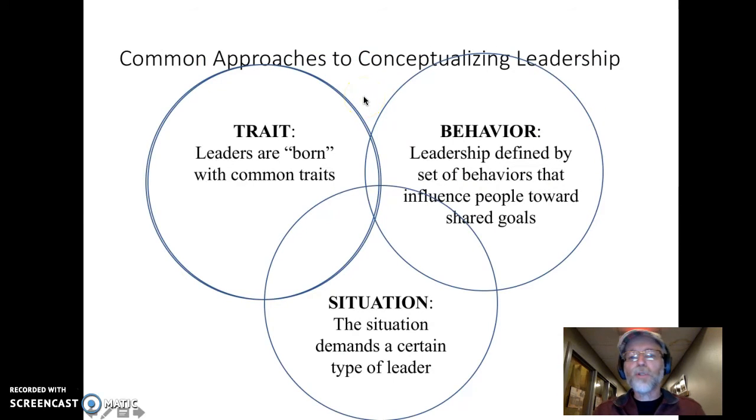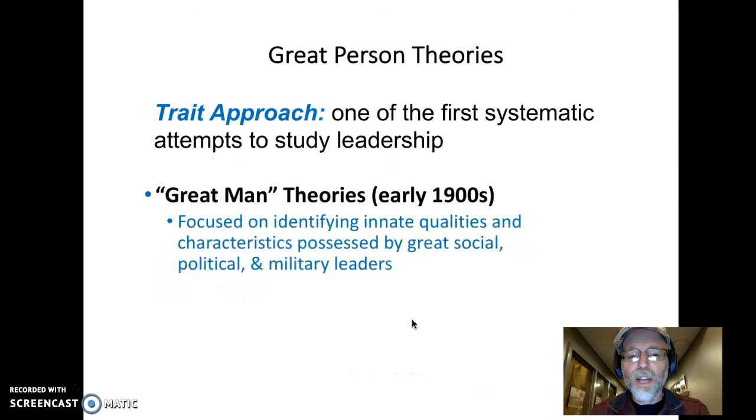So, in terms of conceptualizing leadership, a lot of times what happens is it gets identified as either traits, people are born being leaders, or behaviors, what leaders do, or certain situations require a leader. So you'll see all of this in the 14 approaches and theories that we look at.